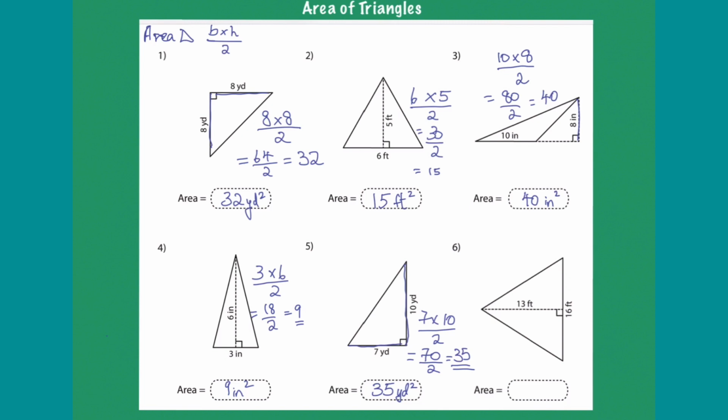All right, let's begin checking the answers. So the answer here would be 16 is your base and 13 is your height. And you would divide that by 2, okay? 16 times 13 here is 208 and divided by 2, and that would be 104 feet. So your final answer is 104 square feet.